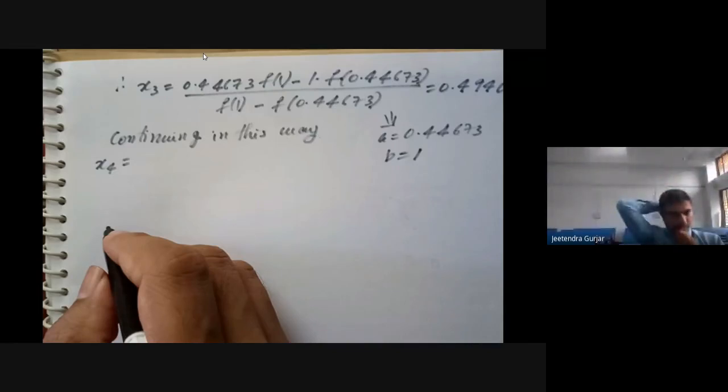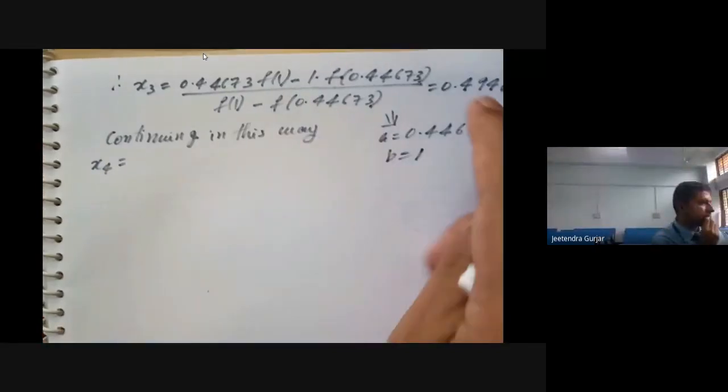What is the answer for x4? I want the value of x4. So how many will get the correct answer? Yes, you are correct. Ashrosha has got 0.5099. Correct. Very good. So I think everyone has got the correct answer.